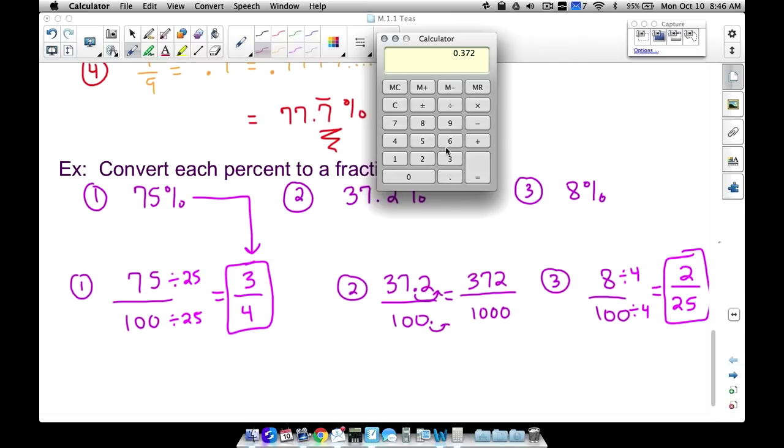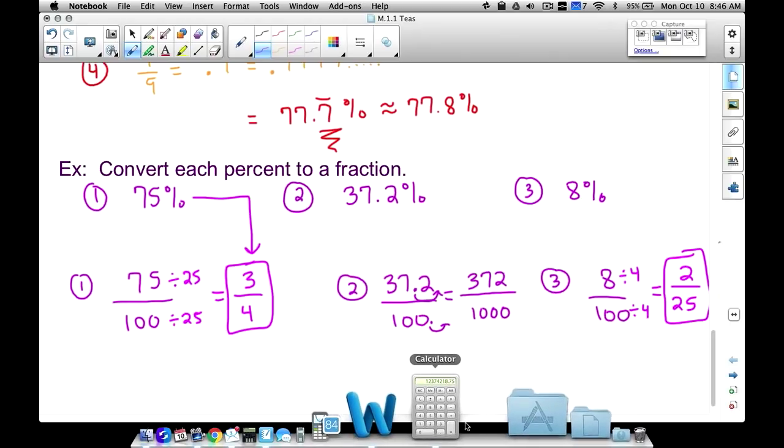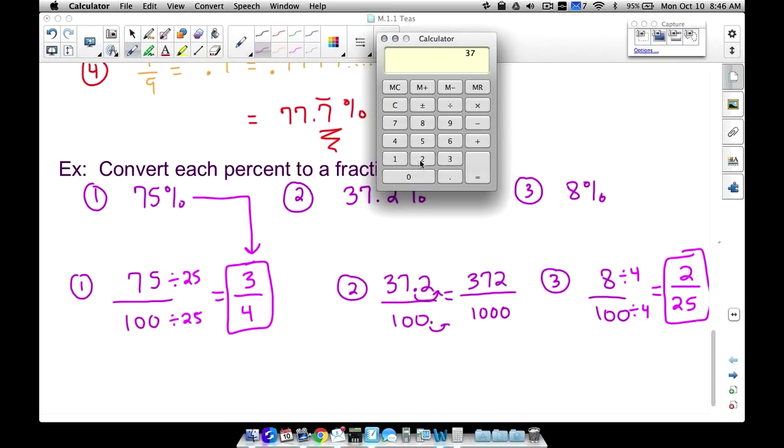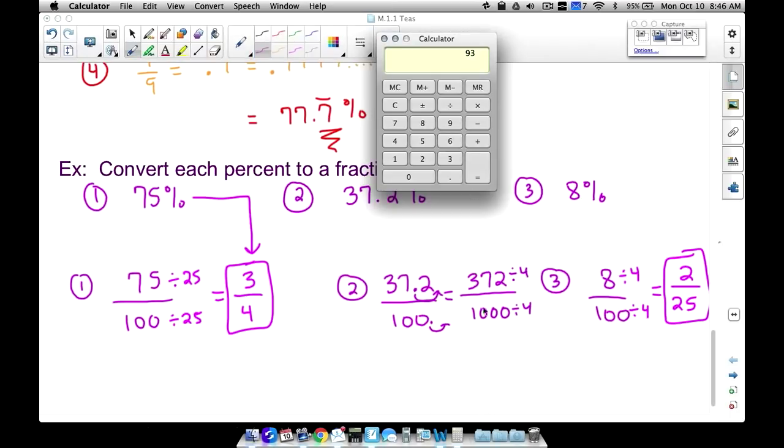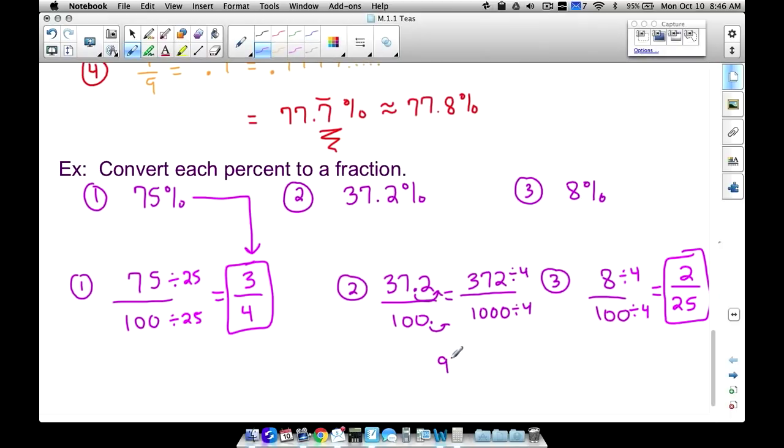Well, watch this here. 372, I didn't use my decimal. If I divide it by 1,000, we're going to get the exact same decimal. And now from here, we do want to simplify. Can we divide by 4? 372 divided by 4. Yes, we can. So I'm going to divide the numerator and denominator by 4. 372 divided by 4 is 93. 1,000 divided by 4 is 250.